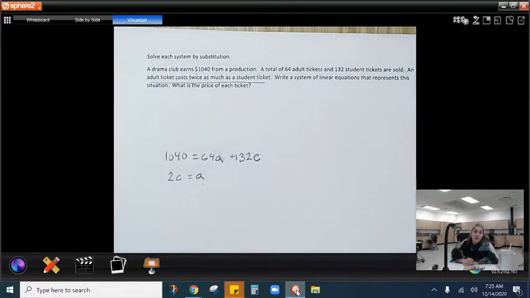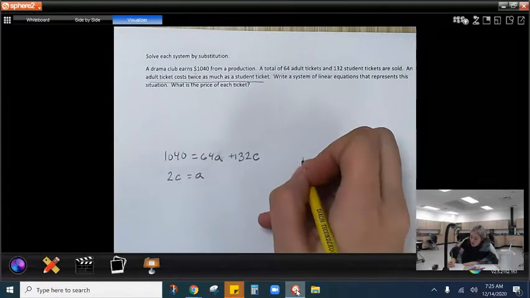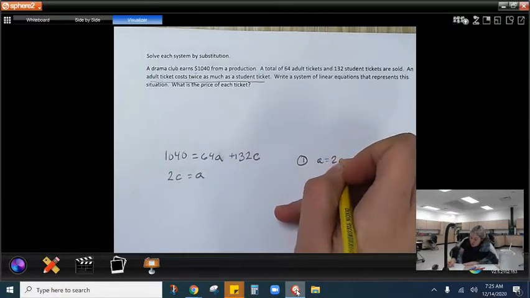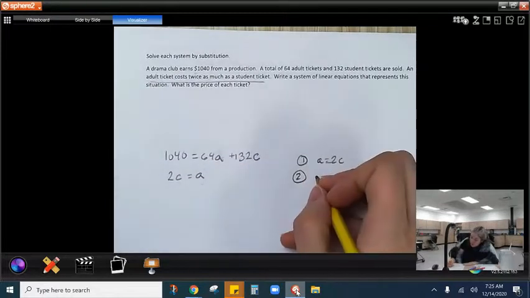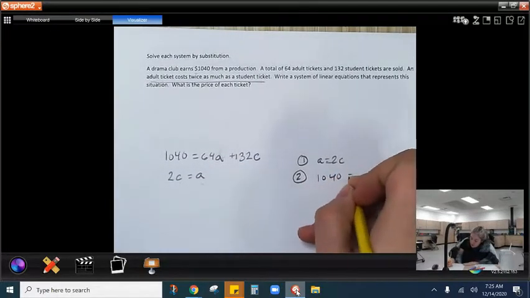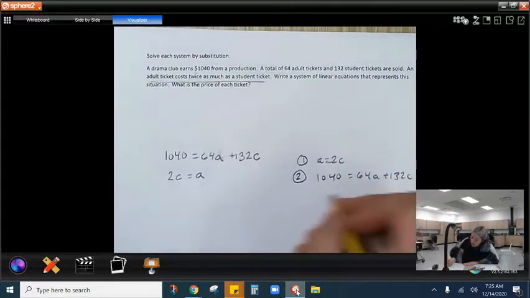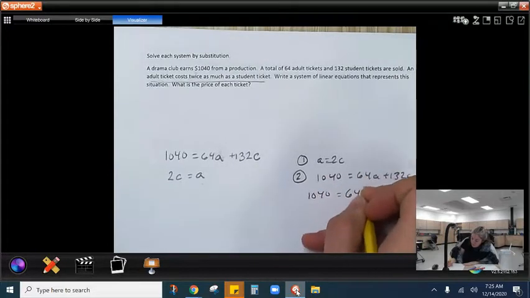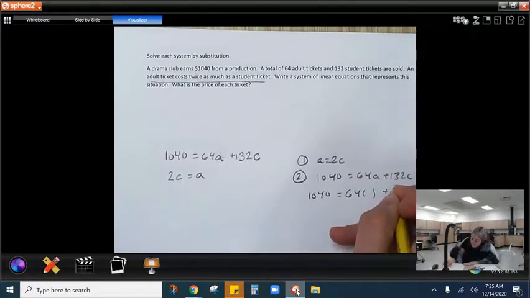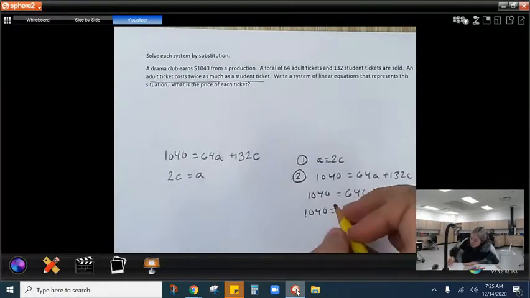So now I just need to solve these. And I'm going to do it by substitution. Now, the nice thing right here is I already have this as an A equals. So I have A equals 2C right there. So when I go to substitute it, I'm going to take my 1,040 is equal to 64A plus 132C. I'm going to take out my A, and I'm going to put in 2C.